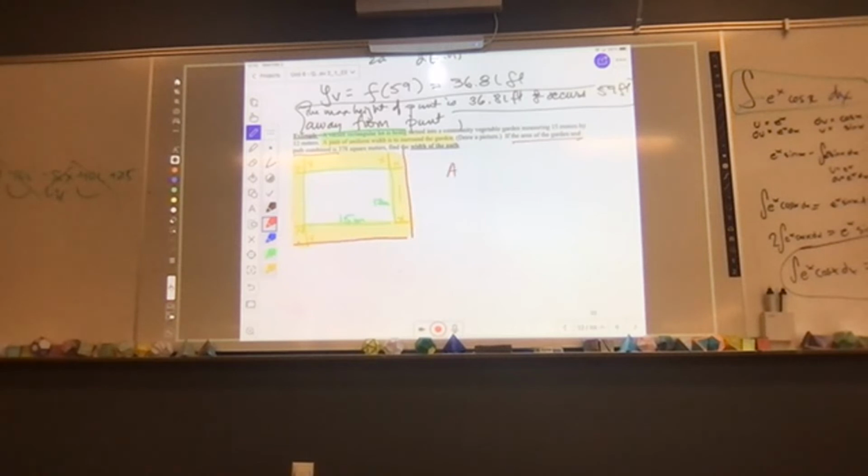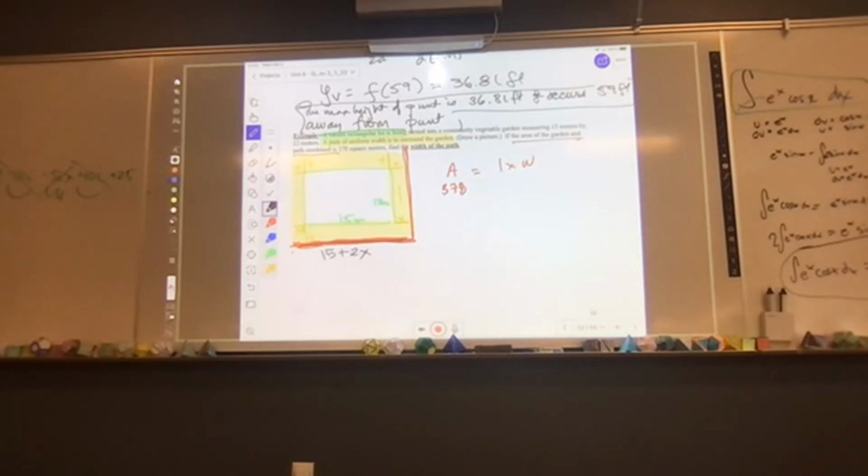Well, if the area is 378 square meters, and I know it's length times width, I need to know this length with the path, and this width with the path. So what is this new length? That length plus 2x added. Okay. So 15 plus 2x, 15 plus 2x, right?